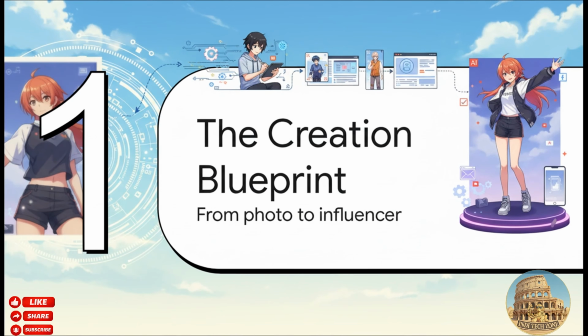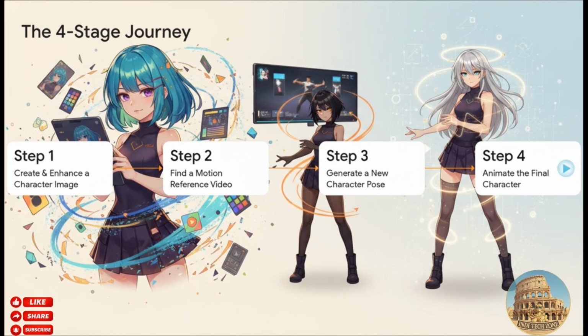Before we get lost in all the cool tools and tricks, let's just zoom out for a second. This is the entire roadmap for how we're going to take one single static photo and transform it into a moving, talking video. It really all boils down to these 4 stages. First, we have to create and then polish up our character's image. Think of this as casting our digital actor. Second, we need to find a video we can borrow the movement from. Third, we use a little AI magic to make our character copy the starting pose from that video. And finally, we put it all together to create the final animated influencer.